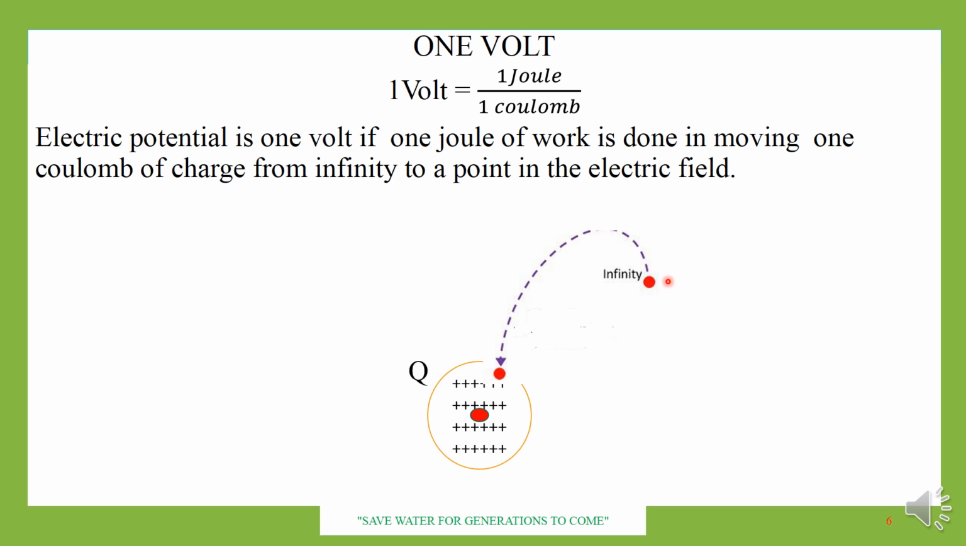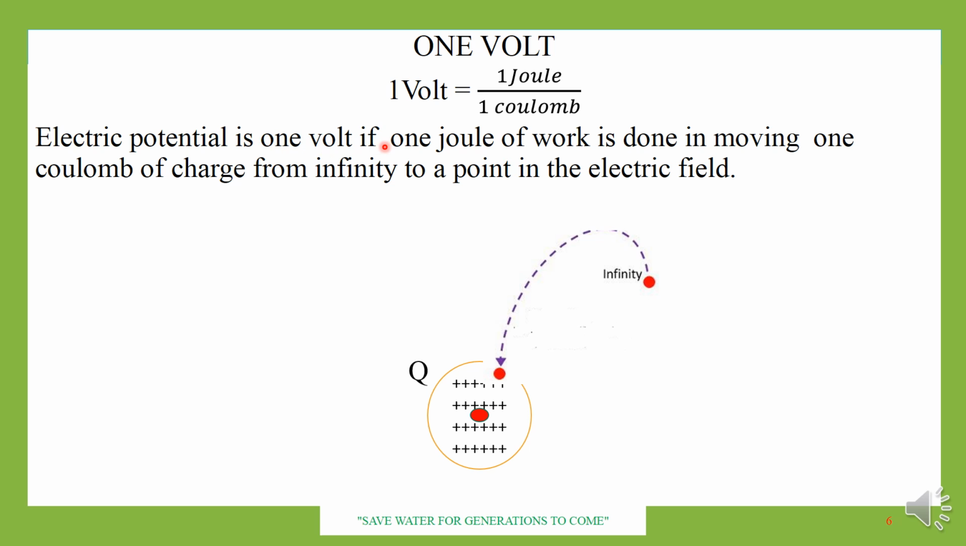This charge plus Q is not written here, so you can write it down in your notebook. This is the positive test charge. It is coming along this path into this field, so it will experience a force which will oppose its movement into the electric field. So work is done.